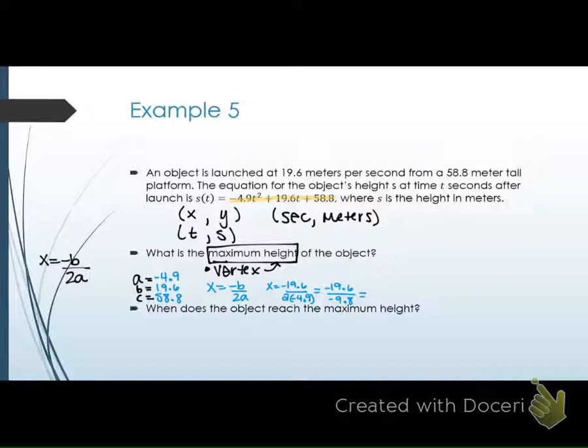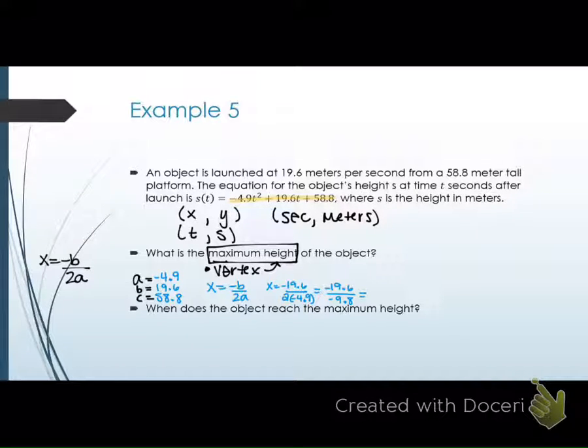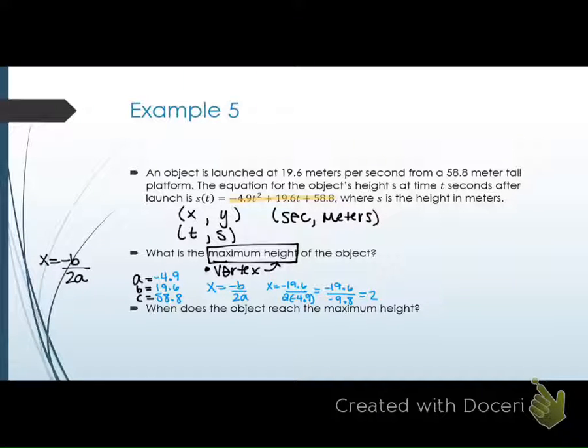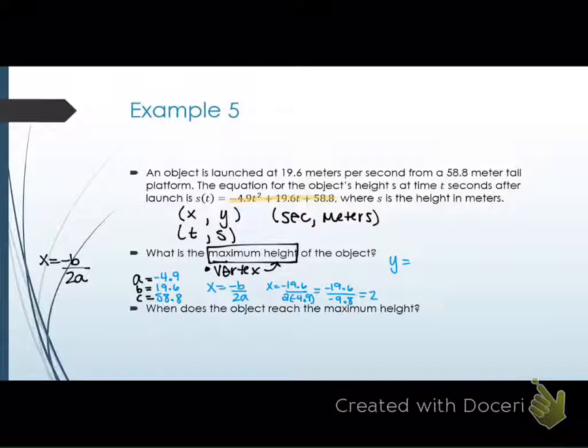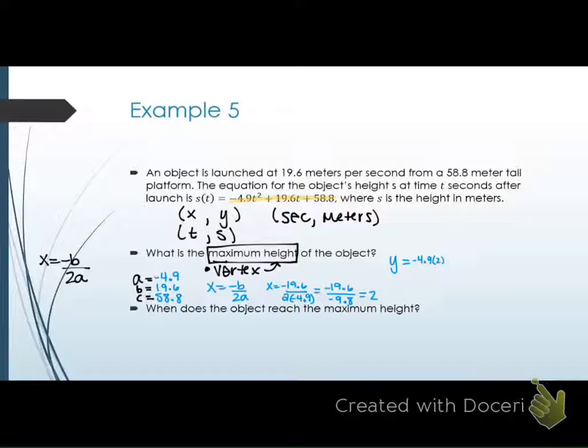It started off as a decimal. That's fine. And maybe it's not. That's fine. That doesn't mean you're wrong. So it's 2, and that is your seconds. So your maximum height is after 2 seconds. Do you guys see that? We haven't found y yet. So we need to substitute that into that original equation up there.